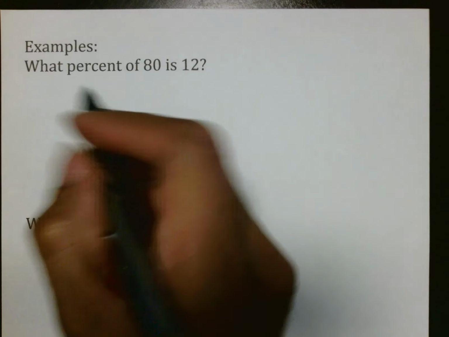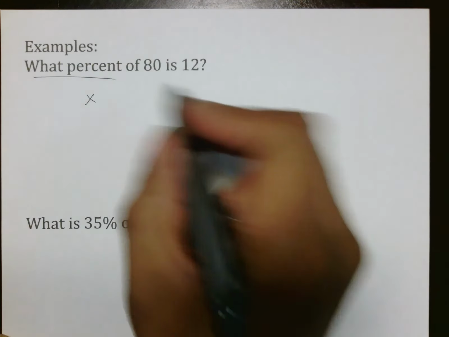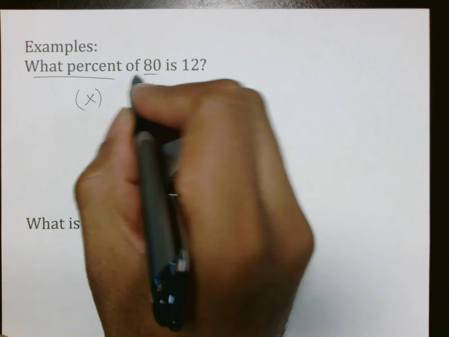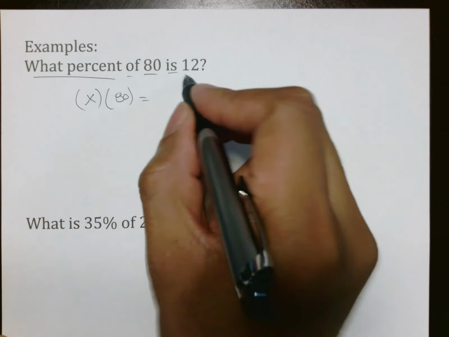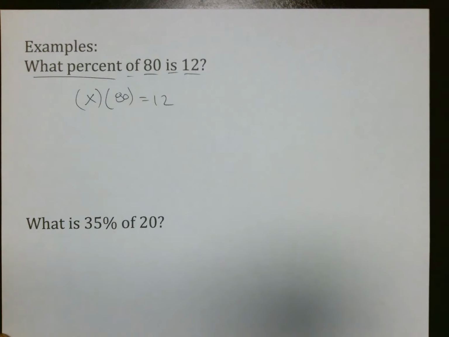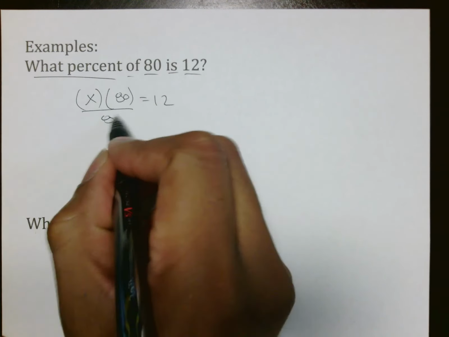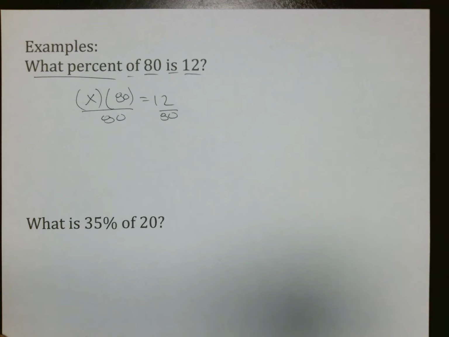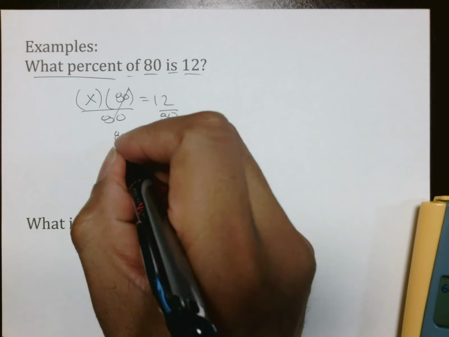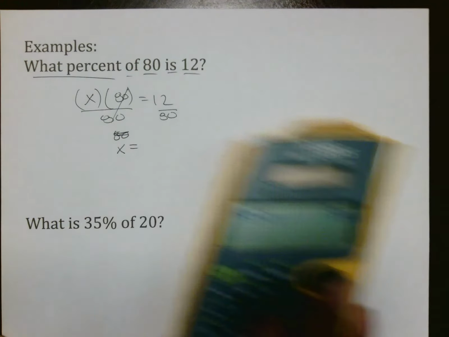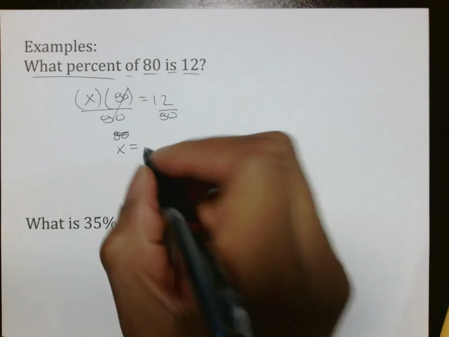So when it says what percent of 80 is 12, first off it says what percent, so it's the x. Of means multiply x by 80. Is means turn into equals, 12 goes over here. It is a direct translation. This is x times 80, which means that we need to divide by 80 to get our number the way we want it. Of course, our 80s go away, bringing down x. And then we do 12 divided by 80, which is 0.15.